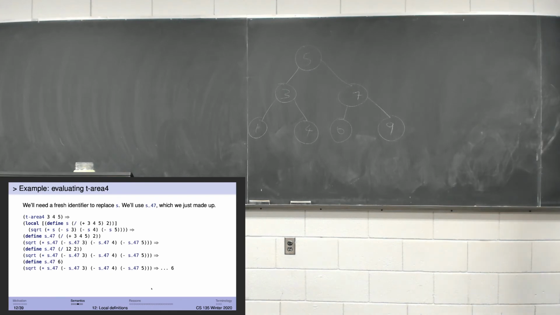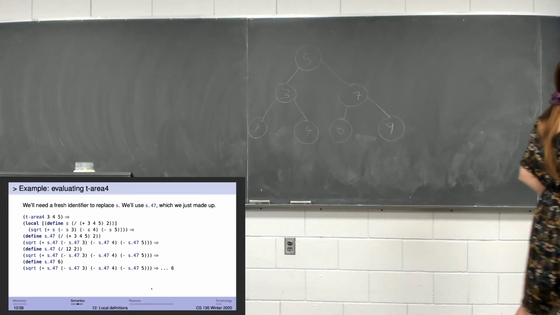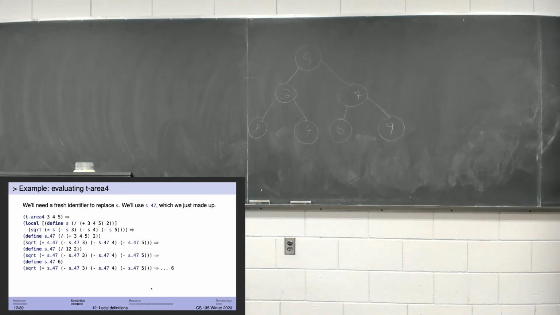Then in the next step, I need to deal with that local. So I've renamed S to S47, because why would you name a variable S47? And I've lifted it out to the global scope. I've replaced all occurrences of S in the body with S47. I've dropped the local syntax, so now I just have the S47 definition and the body expression. One step did all of that. And now I actually evaluate it. So I would start, of course, by evaluating S47.